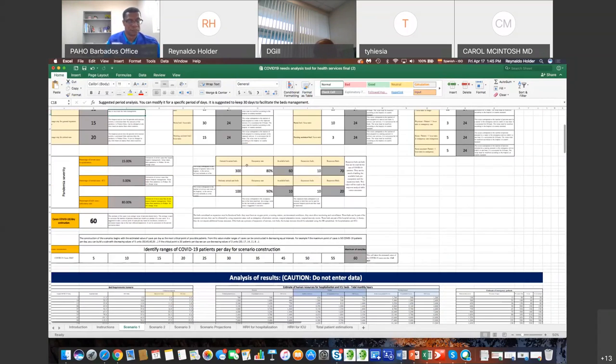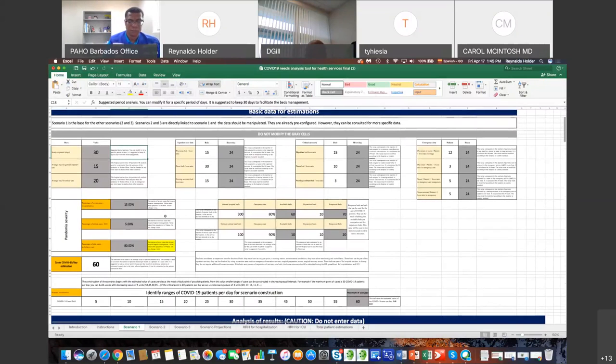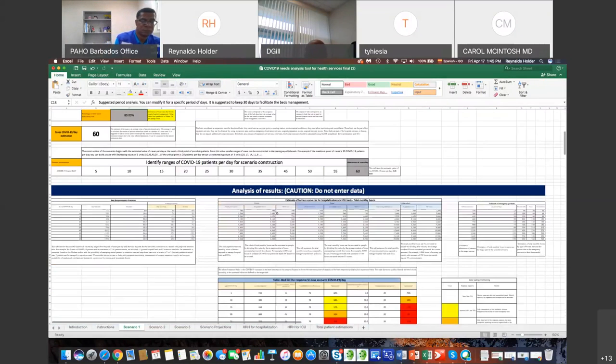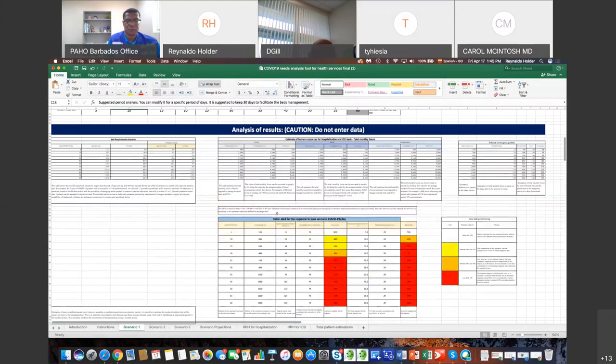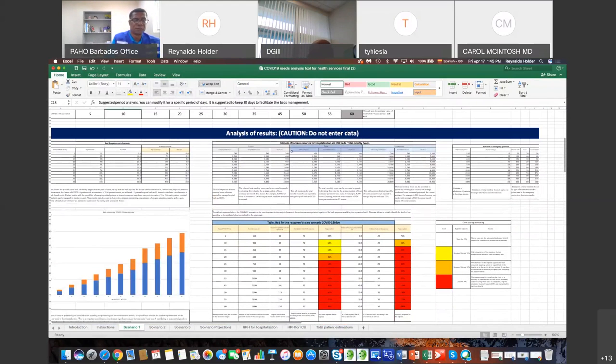Once the information is completed here in the basic data estimations, the rest of the tool will do the calculations. And as you can see, that blue area, we're asking, do not enter data because then the tool will not work. If you change any one of the boxes below this line, the calculations will not work.